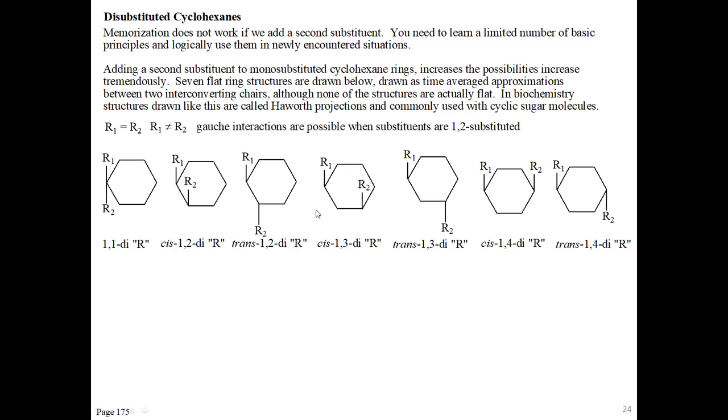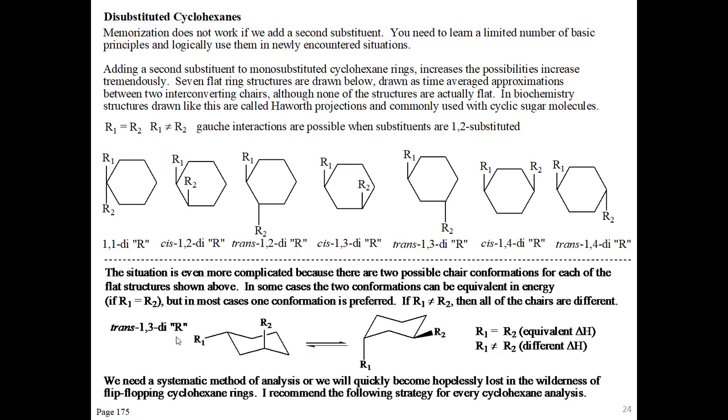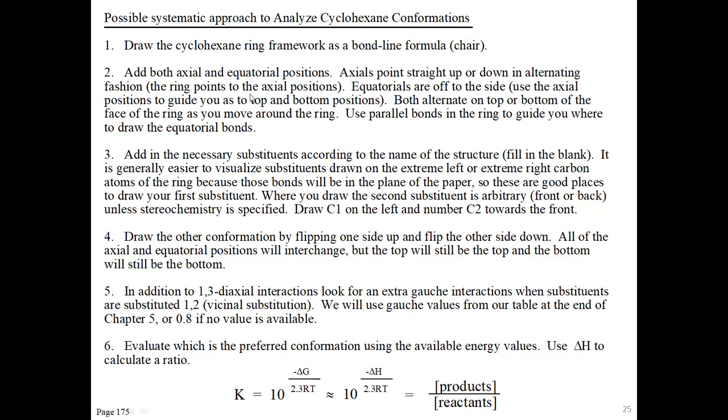That's not all. Remember, each cyclohexane has 2 different chairs. So R1 could be equatorial, or we could rotate, say down here, R1 would be axial. And R2 has the same possibilities. It could be axial or equatorial. Okay? So another possibility is the 2 R's could be the same, or the 2 R's could be different. So if the 2 R's are different, then all these different chair conformations are going to be different.